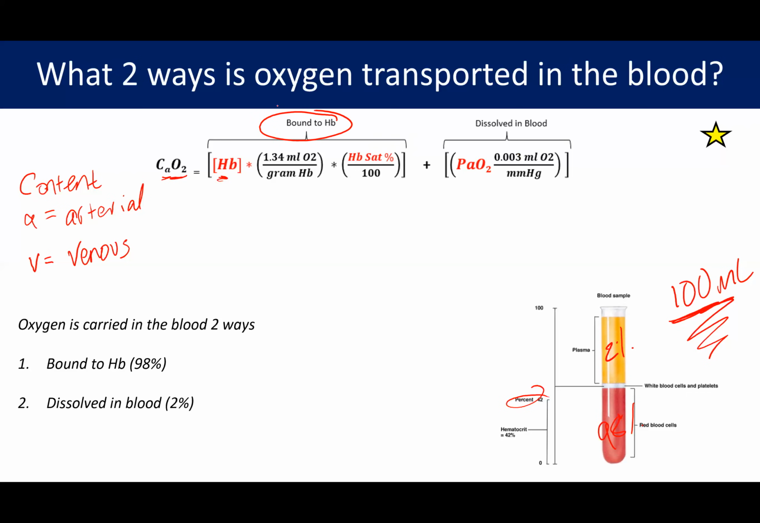We'll do a practice on using this formula a little later. So again, CaO2 is the content of oxygen. That's milliliters of oxygen per deciliter of blood, or milliliters of oxygen per 100 milliliters of blood. You'll see it both ways.